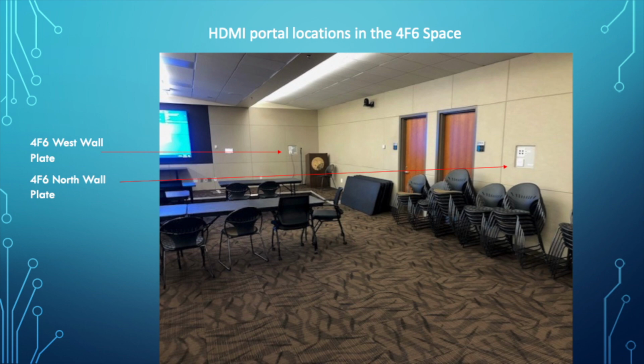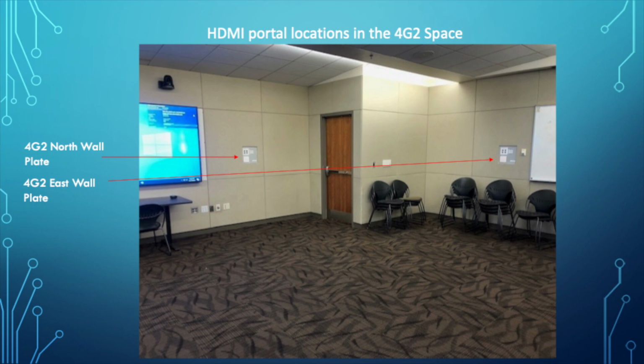There are also 2 portals located in the 4G2 space, one on the side wall near the big screen monitors labeled 4G2 North Wall Plate, and the second one on the back wall labeled 4G2 East Wall Plate. You will notice they are lit with a red glow around the ports, and when connected with a laptop, they actually turn green when that connection is complete.